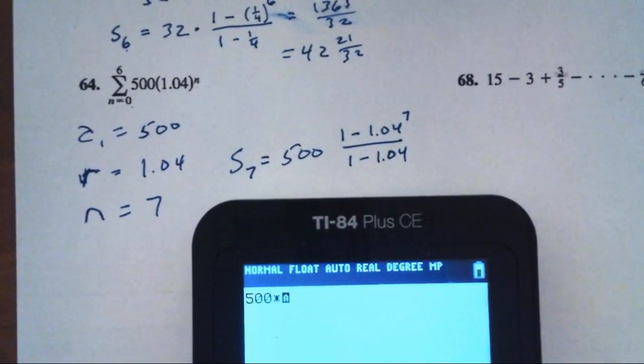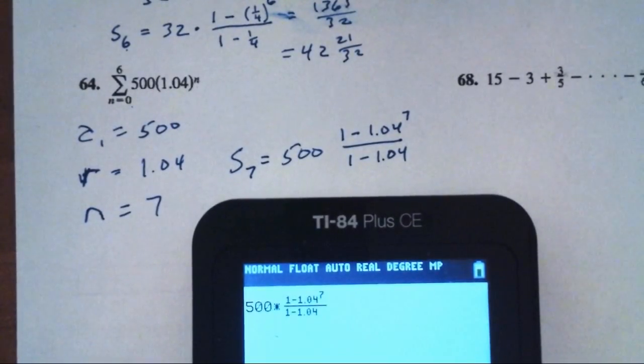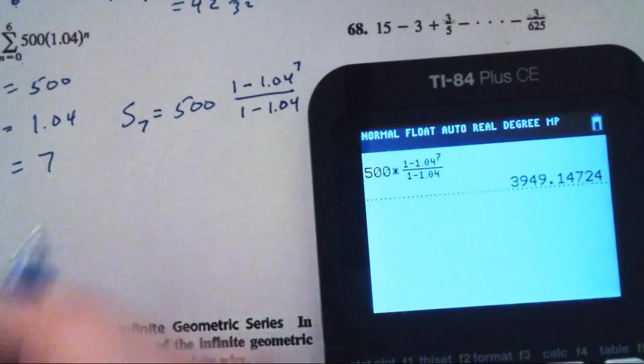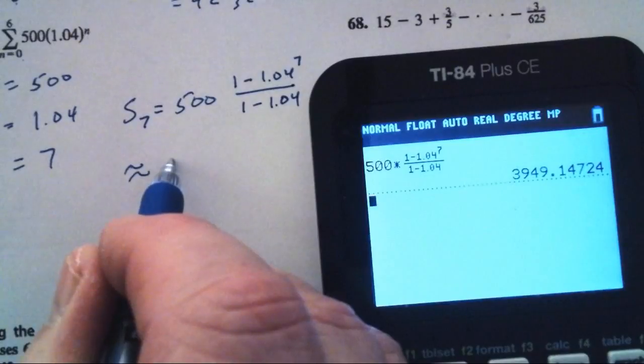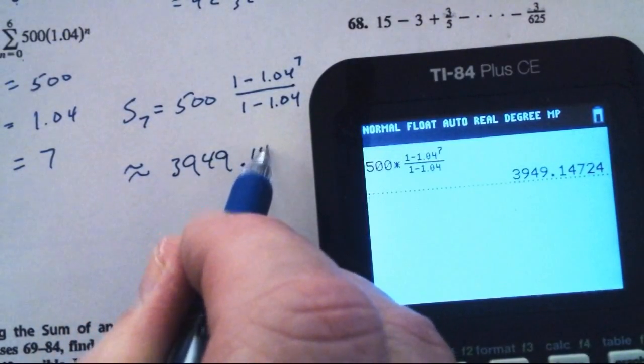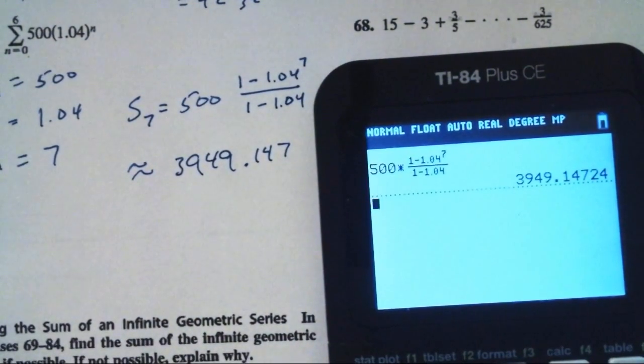500 times alpha y equals on 1, I mean I could put negative 0.04, but I'll just go ahead and enter it just as it appears. And we get just about equal to, and you could go with the exact answer here, but I'm going to use our general rule. If it doesn't specify, we're going to round to 3 decimal places, just like AP tests do.